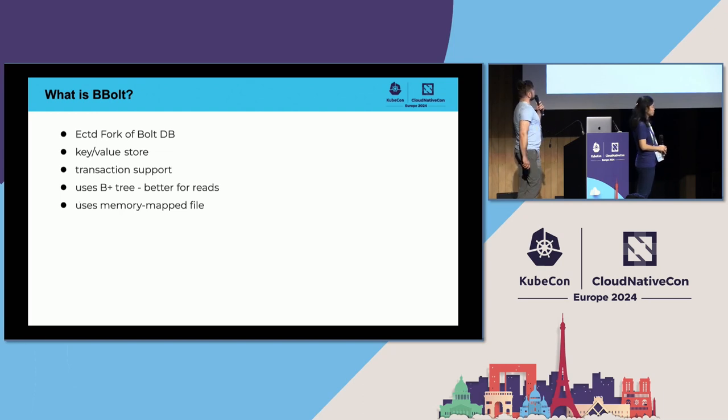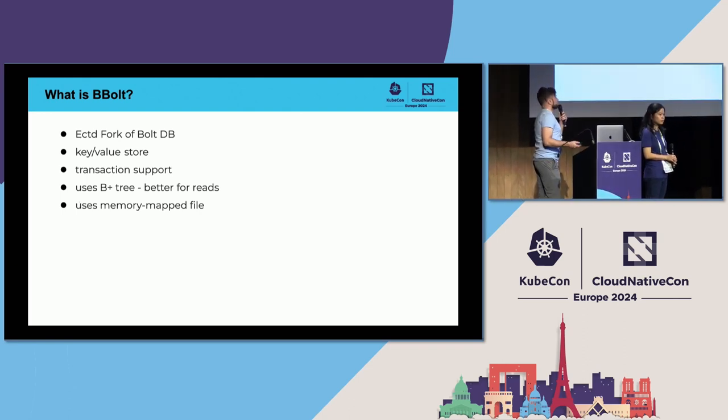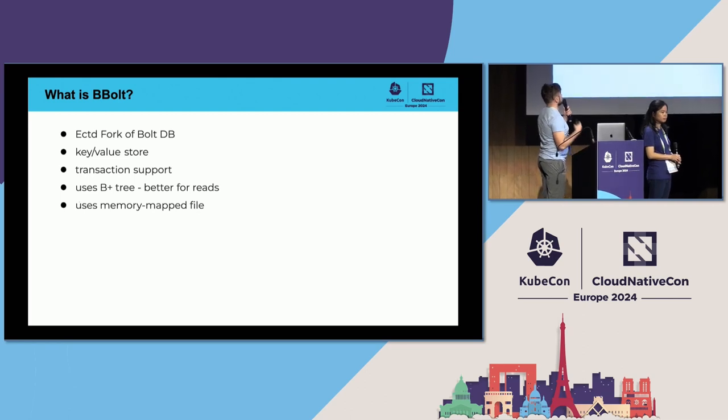So let me also highlight some key concepts of BBolt. There's maybe a little bit of name confusion because we call it BBolt, but it's sometimes also referenced as BoltDB. So etcd maintains a fork of BoltDB, which we call BBolt. The original BoltDB project is archived. Since it was archived, people in the etcd community fixed bugs and added some new features and improvements. So it's actually actively developing.